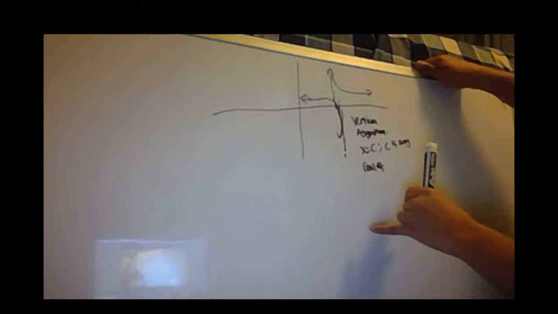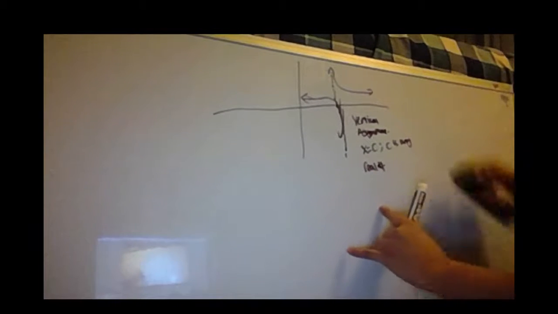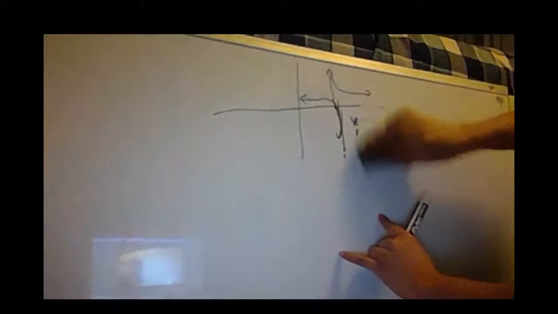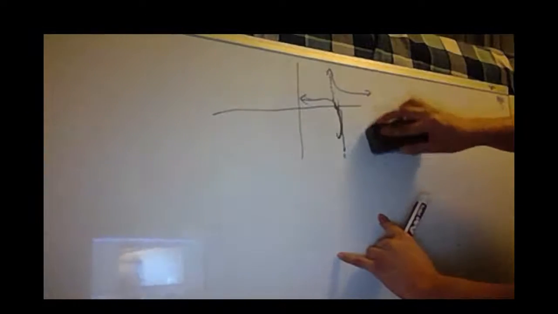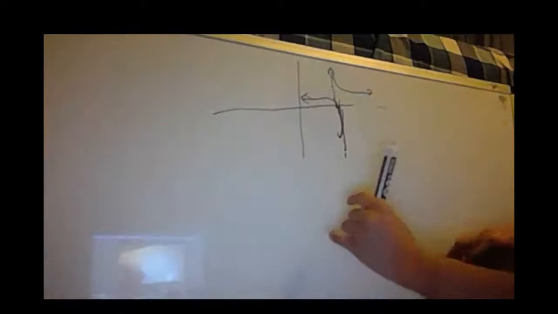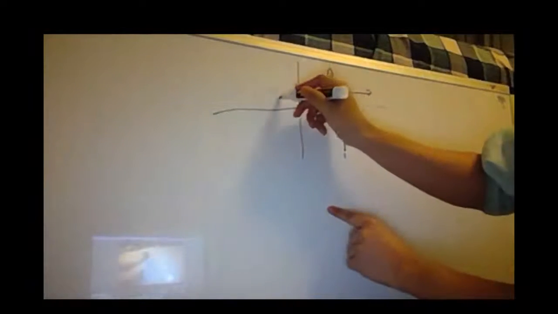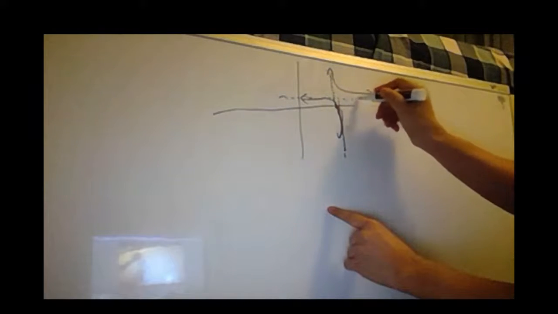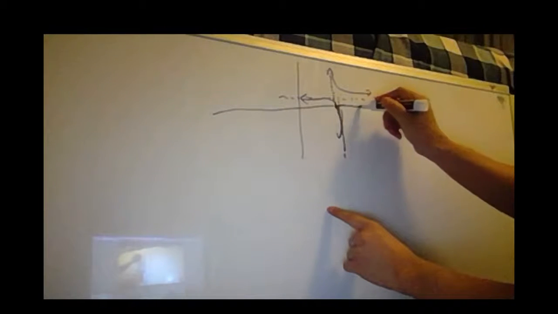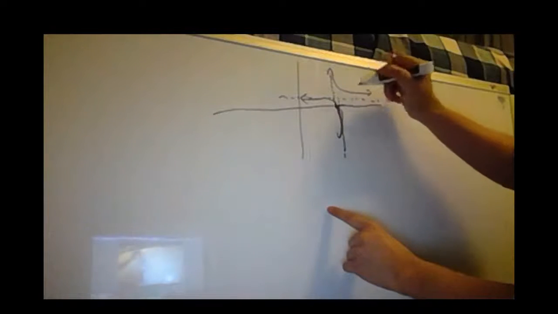And I hope y'all can read that. I know with this board I write really small, so yeah. So that is what a vertical asymptote is. Now a horizontal asymptote is the y value that the graph looks like it's approaching.